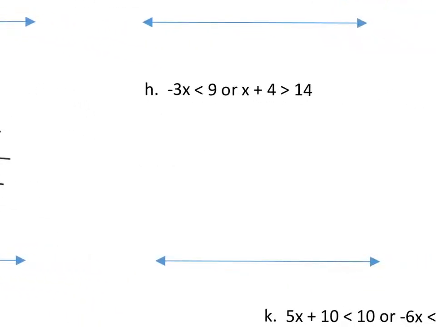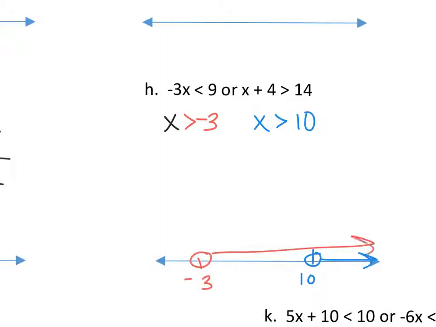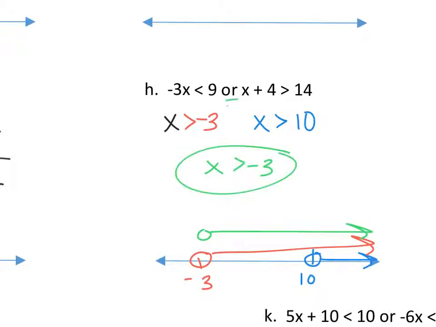Okay, letter H is an or, so I solve each of these separately. So it's going to be x is greater than negative 3 because I divide by a negative, or x is greater than 10. So everything that's shaded is actually going to be x is greater than negative 3. Because when you have an or, you're looking at where anything is shaded. If you have an and, you're looking at where they overlap.